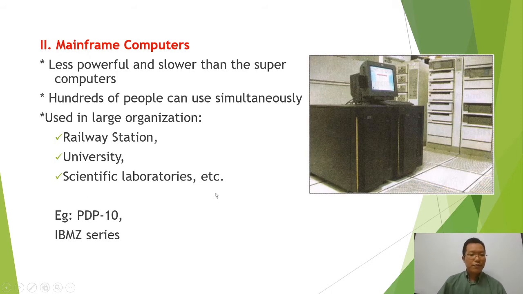Next, mainframe computers. Mainframe computers are less powerful and slower than the supercomputers. More than 100 people or users can use them simultaneously. So they are typically used for large organizations like railway stations, universities, scientific laboratories, etc. Examples of mainframe computers are PDP-10 and IBM Z series.